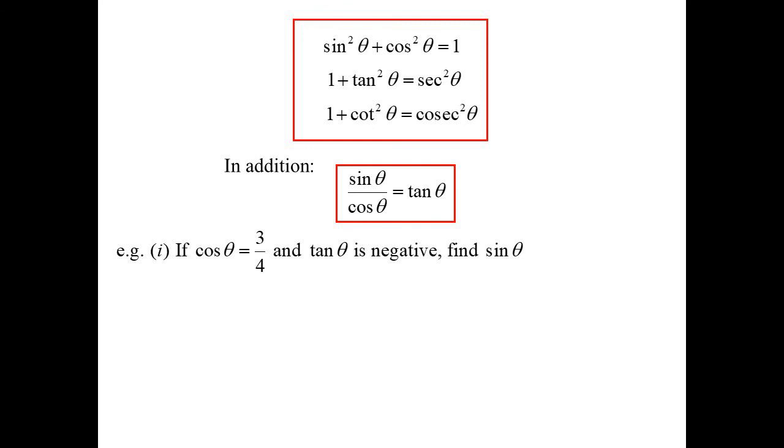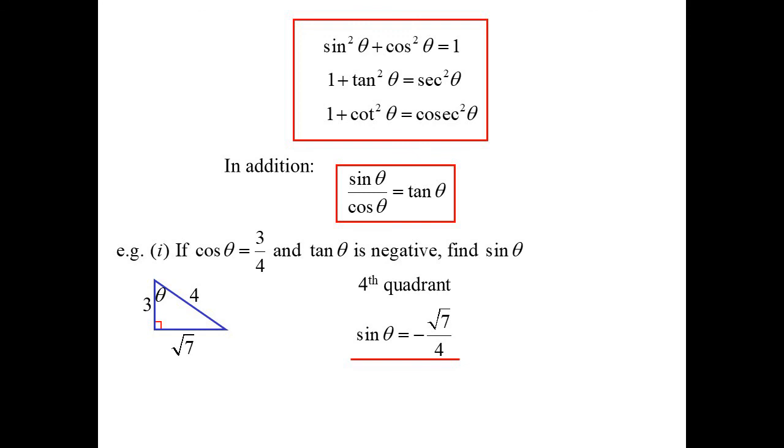The most sensible way is to just do this. They told me cos theta is 3/4. There's my triangle. Pythagoras, I can work out the other side. And now I can just read off the triangle. Tan theta is negative. Cos theta is positive, we'll notice. Therefore, we're in which quadrant? So sine theta should be, so we read off and we get minus root 7 on 4. I do think that's a little bit quicker than using sine squared theta plus cos squared theta is equal to 1. Well, let's actually use it then.